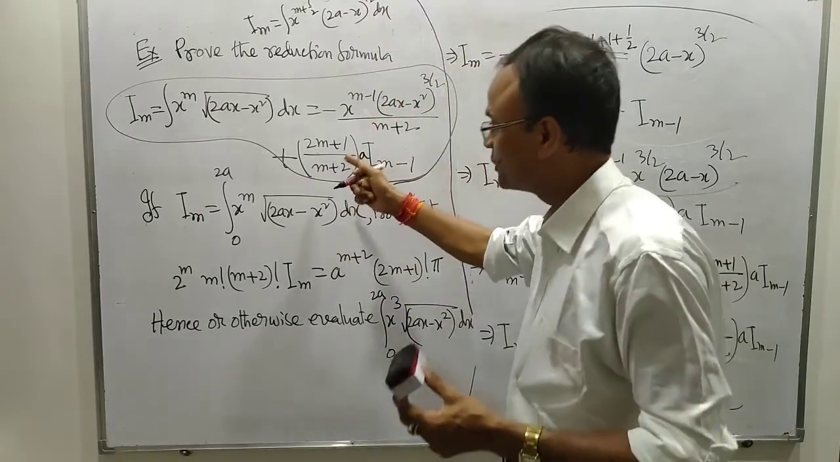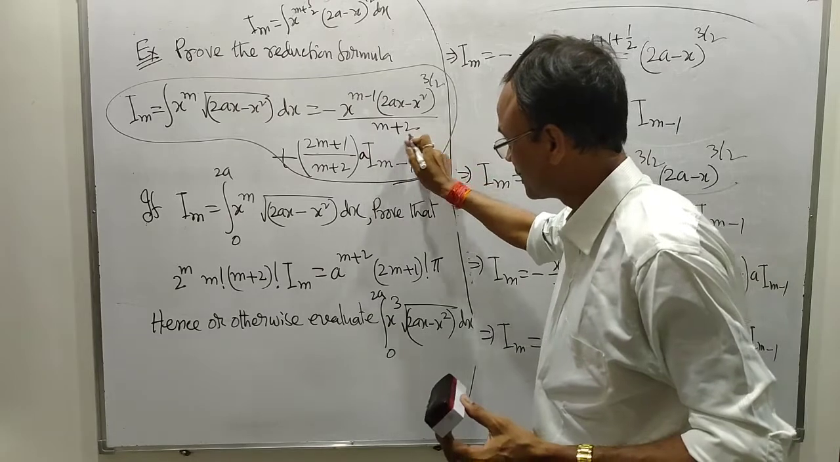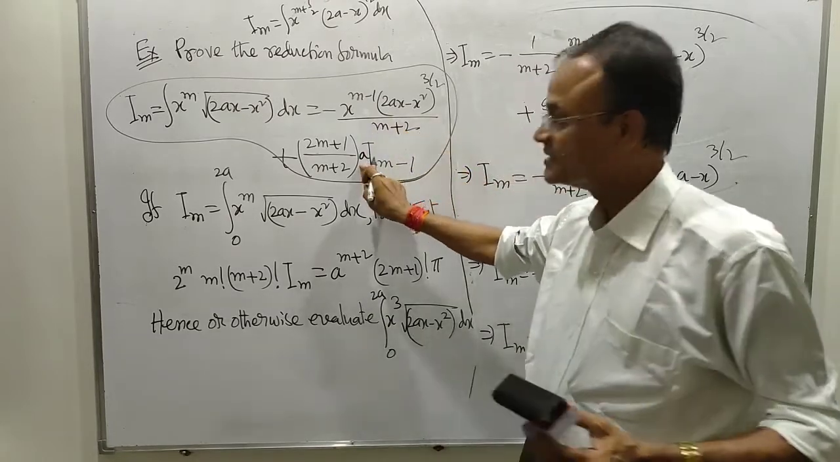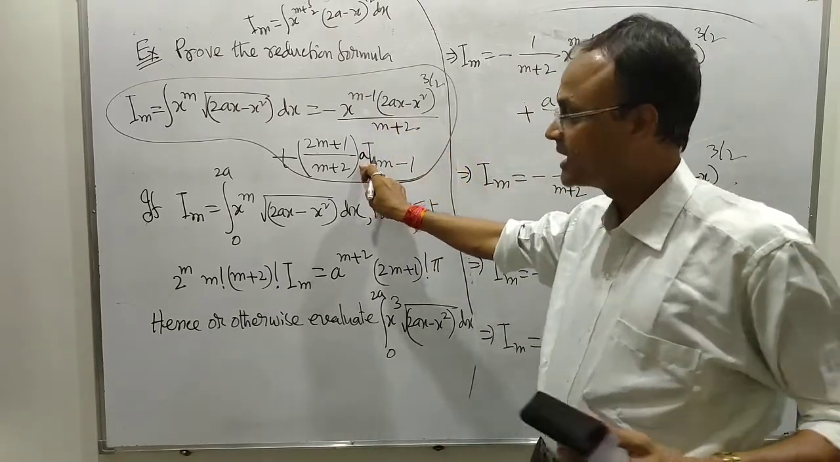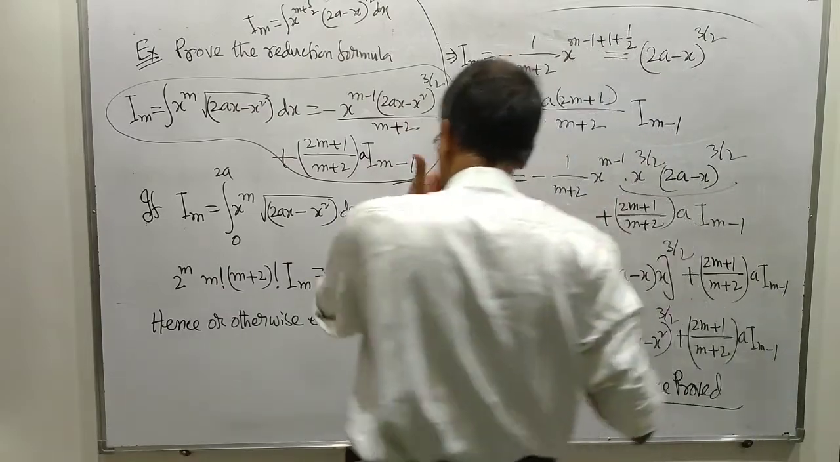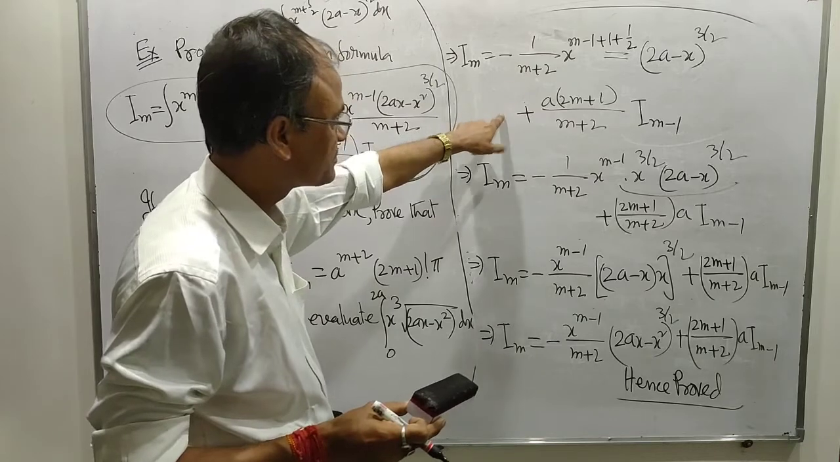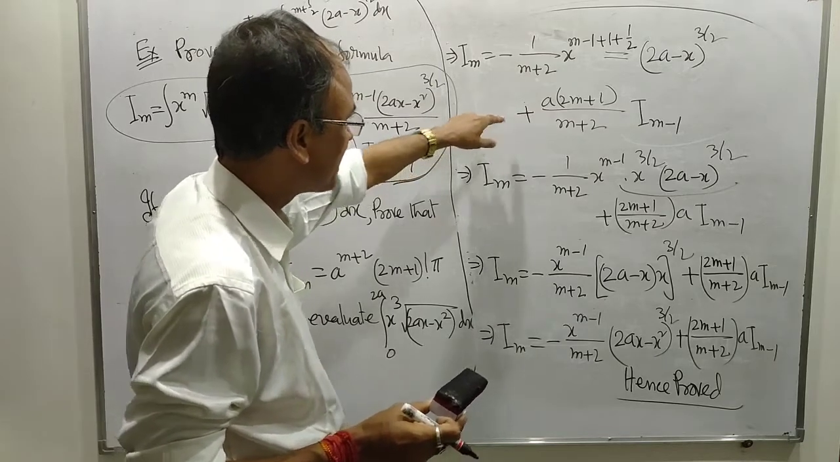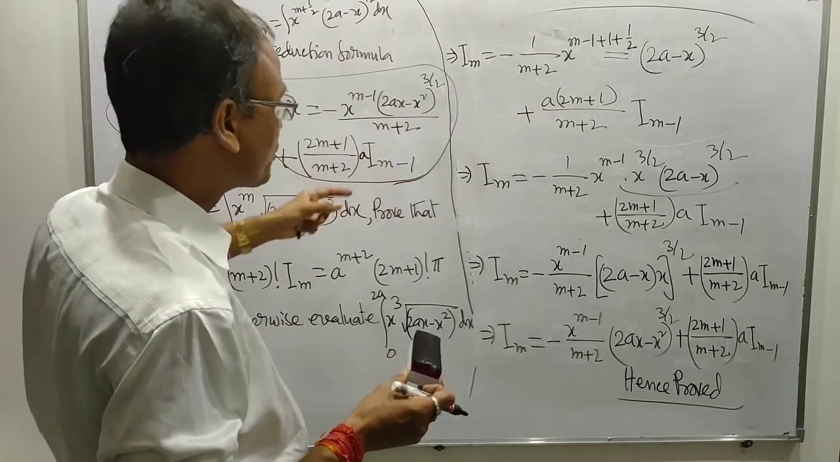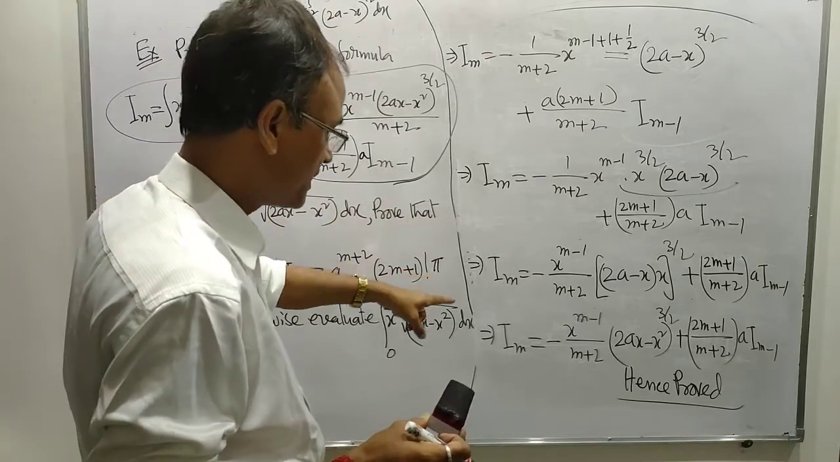But in writing the question, we dropped the m plus 2 and this a. For that I am very sorry. Please don't be confused. The answer is this. We have done no mistake. The first part has been proved.